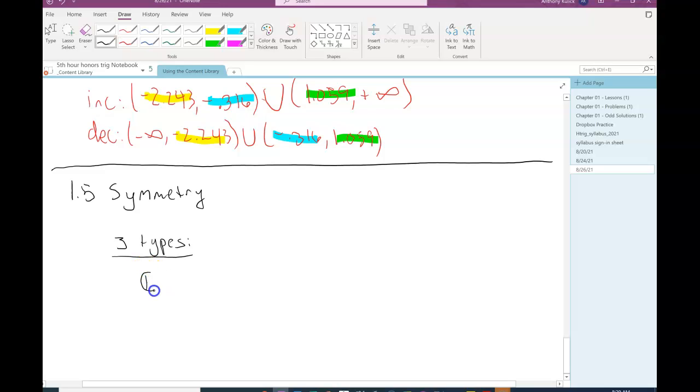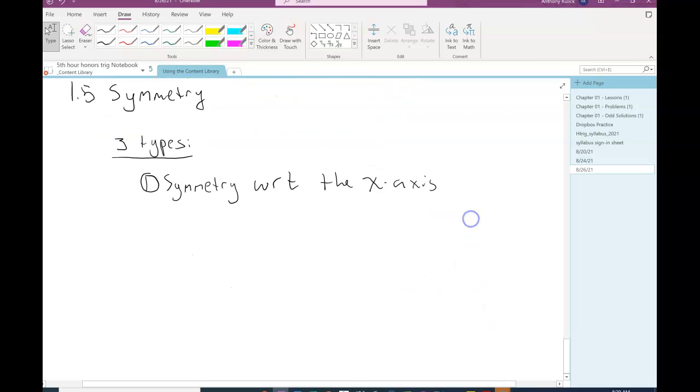So the first type of symmetry is symmetry with respect to the x-axis. I'm going to abbreviate the phrase with respect to as WRT. That's a fairly common mathematics abbreviation because we use the phrase with respect to not infrequently. Do you have to use it? No. I'm just letting you know what it is and that I'm doing it, and that it's not uncommon. It's not just a Mr. Kulik abbreviation. That's a pretty common mathematics abbreviation. Yeah, with respect to. Yep.